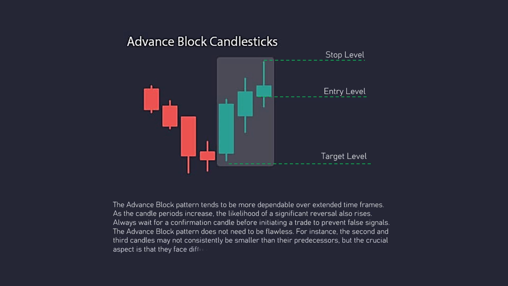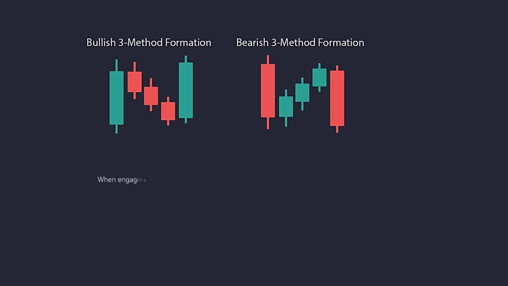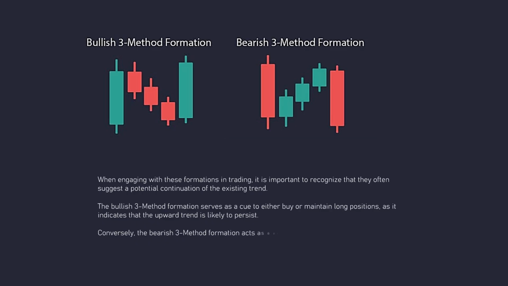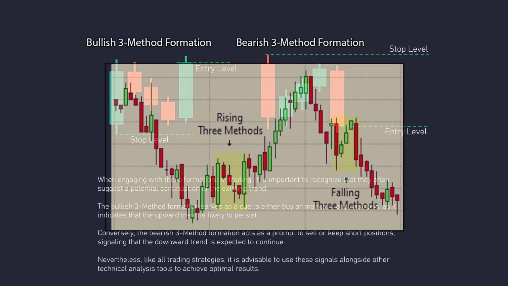When engaging with 3-method formations in trading, it is important to recognize that they often suggest a potential continuation of the existing trend. The bullish 3-method formation serves as a cue to either buy or maintain long positions, as it indicates that the upward trend is likely to persist. Conversely, the bearish 3-method formation acts as a prompt to sell or keep short positions, signaling that the downward trend is expected to continue. Nevertheless, like all trading strategies, it is advisable to use these signals alongside other technical analysis tools to achieve optimal results.